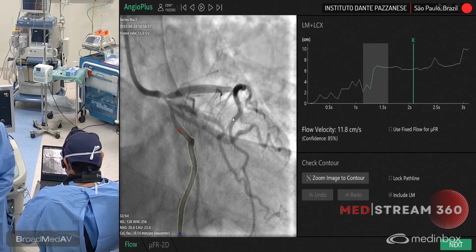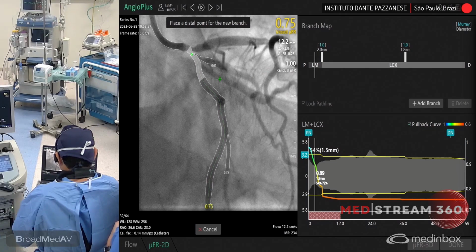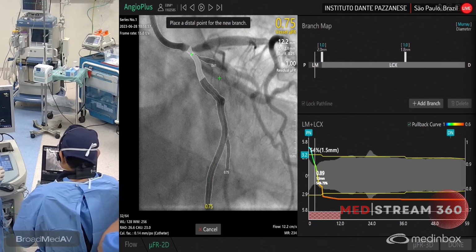And I can lock the path line, so I can choose which part of the vessel I want. So you can navigate throughout the vessel and point to your segment of interest. Okay, can we see the results? Here I can see the first branch is like 0.61, because it does have a lesion, the ostium plus the proximal lesion in the entire vessel. So you're adding the full coronary tree.